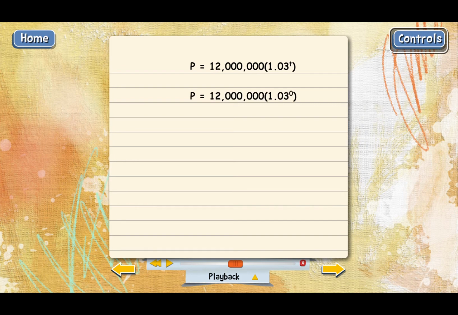If t is 0, then 1.03 to the 0 power is just equal to 1, and then 1 times 12 million is 12 million. So you get a population at time equals 0, which is 2007, of 12 million. And then if t is equal to 1, then that makes this equal to 1.03, and then to get the population, you take 1.03 times 12 million. That's going to give us a population that's 3% more than 12 million, which is actually 12,360,000. And we could graph this function on a coordinate plane.